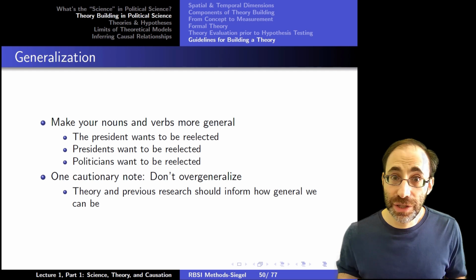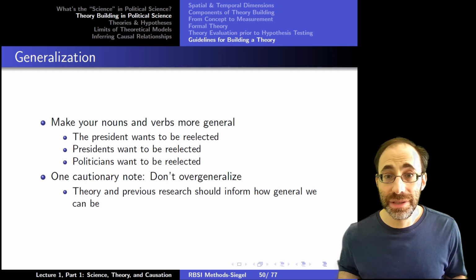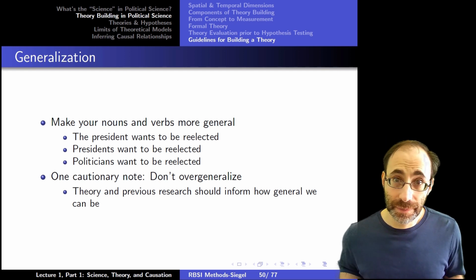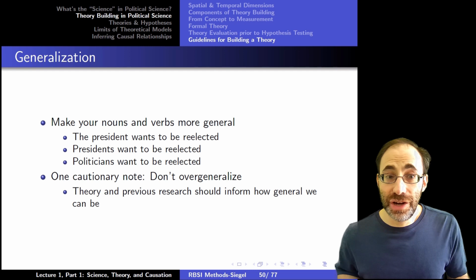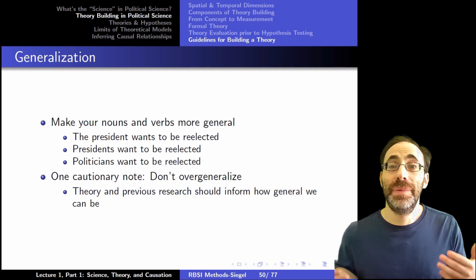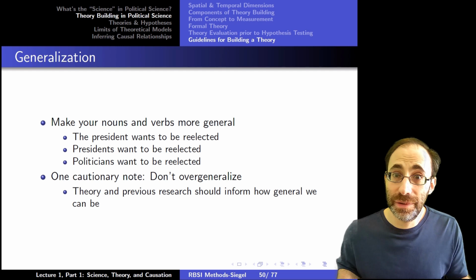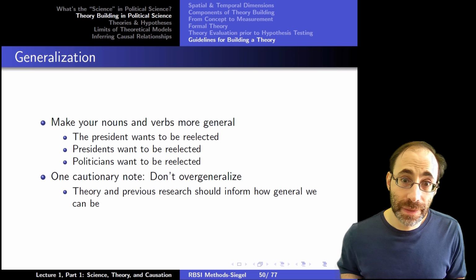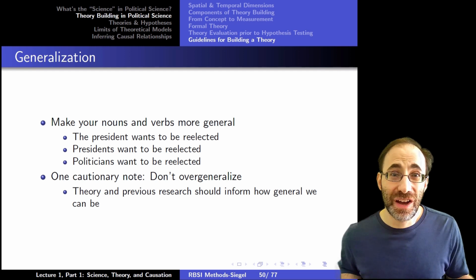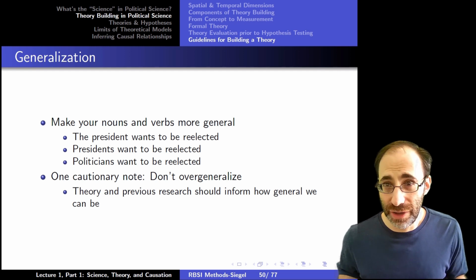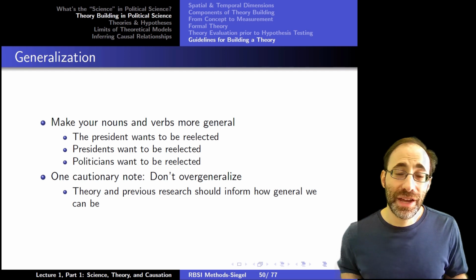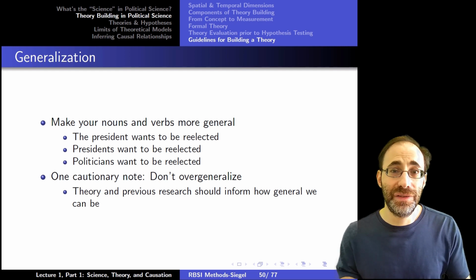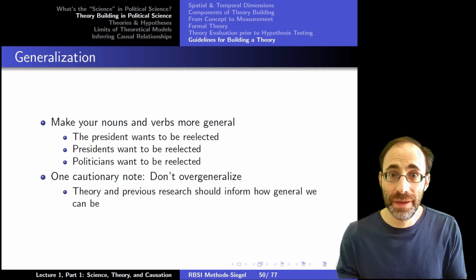These are our assumptions we're making about our concepts, about our actors' preferences and goals, and they help us form our theory. More general is always better, in the sense that your theory is more widely applicable and has more external validity, but be careful to not overgeneralize, right? Theory and previous research can help us understand when we might be overgeneralizing. Overgeneralization means we take our theory and apply it past the scope of its applicability, right? Past the scope of the area to which it should apply.